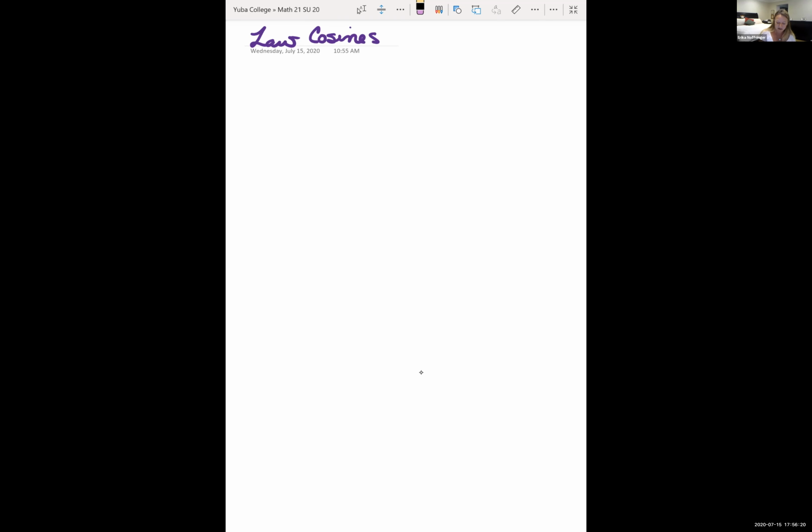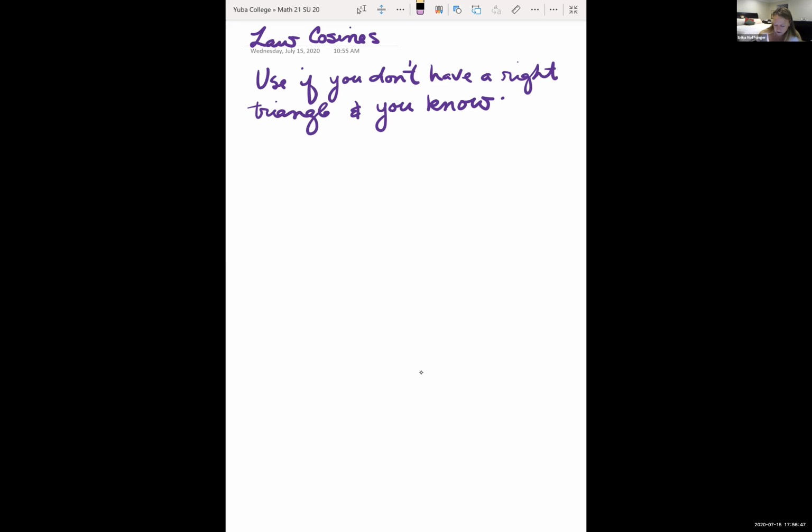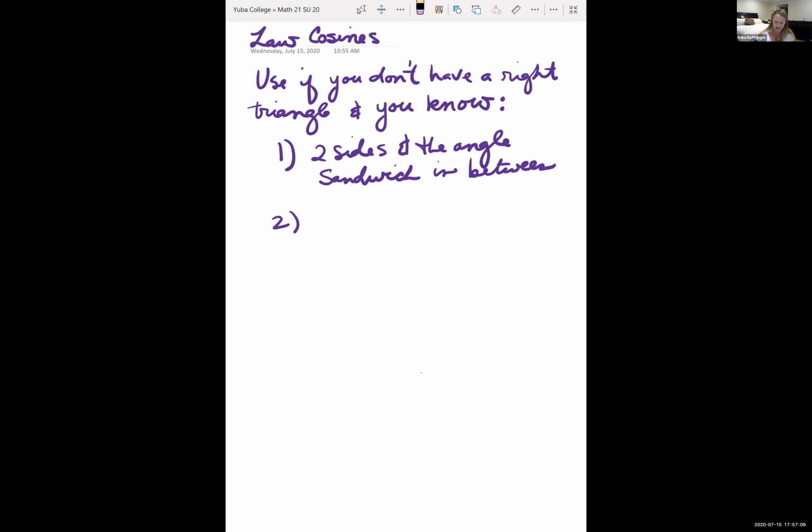But again, law of cosines you use if you don't have a right triangle, and you know two sides and the angle sandwiched in between, or if you know all three sides. Okay, so law of cosines.